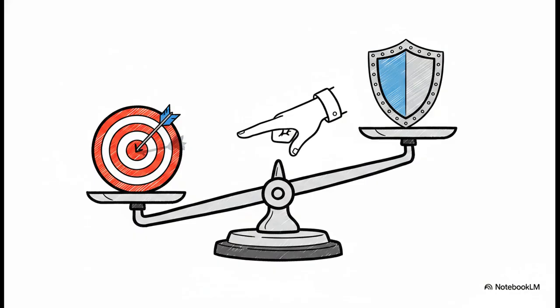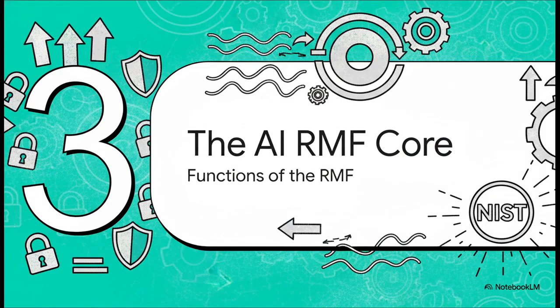But here is where it gets tricky. You can't just max out every single trait. It's a massive balancing act. Sometimes, if you implement really strict privacy enhancements, or if you force a system to be completely explainable, you might actually lower its raw predictive accuracy. Trustworthiness isn't a simple checklist. It is a continuous series of trade-offs that require human judgment based on exactly where and how the AI will be used. Okay, Section 3, the AI RMF core.